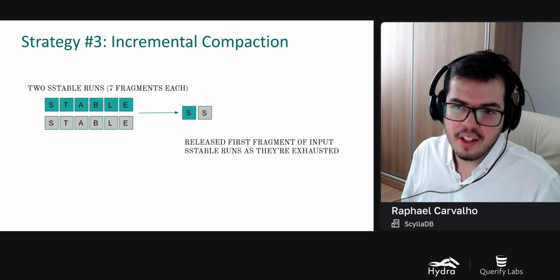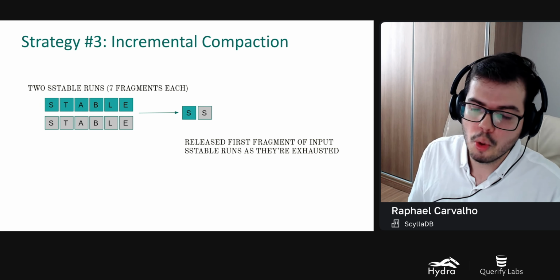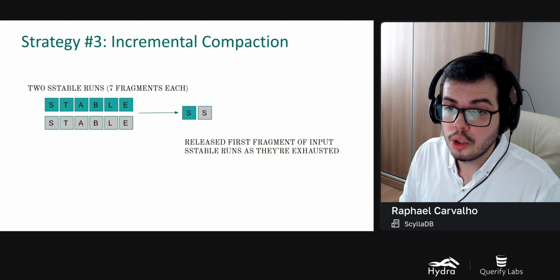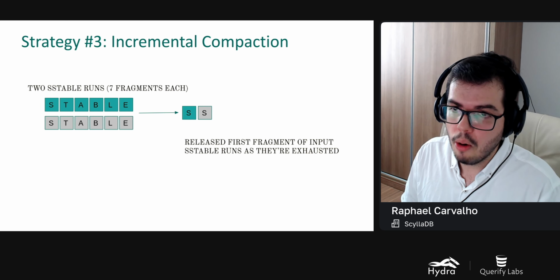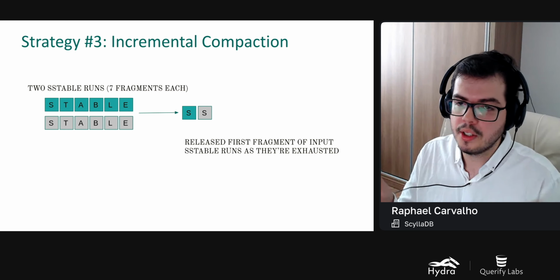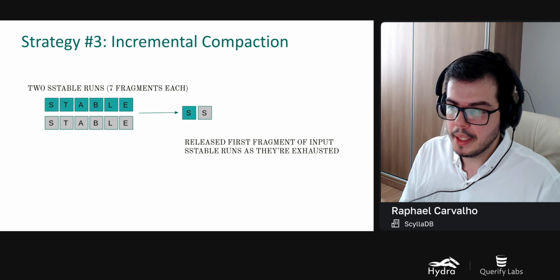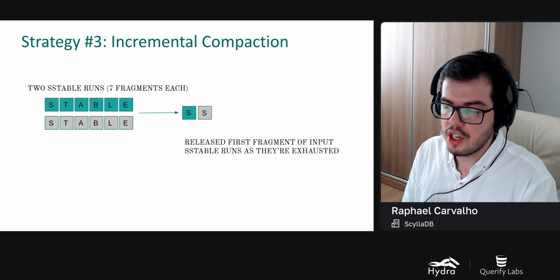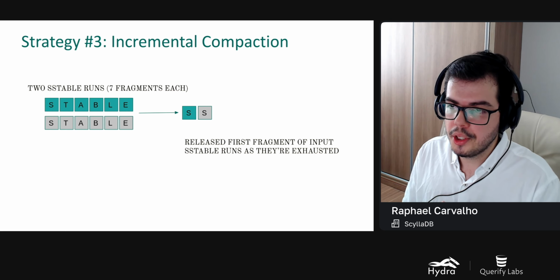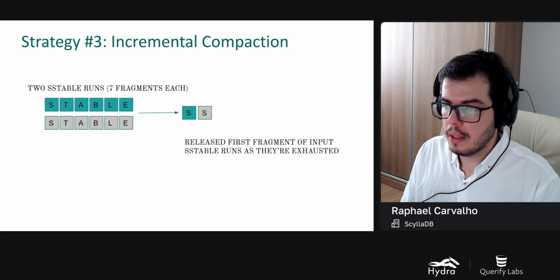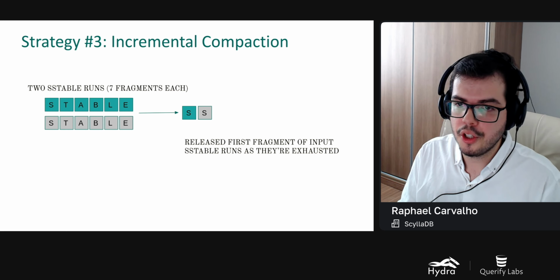So it was said that we could apply some techniques to allow the incremental compaction policy. Now in ScyllaDB, incremental compaction is a policy itself. So the user could pick the incremental compaction policy instead of the tiered policy.